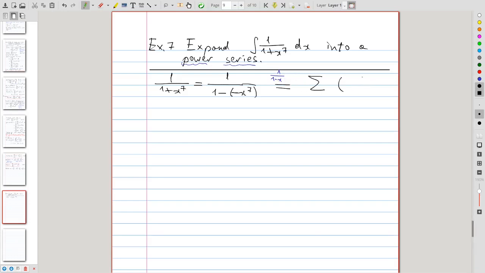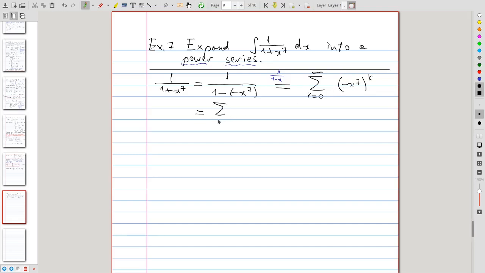It's the geometric series, the sum from k from 0 to infinity of x to the kth. And then we must replace the x by the minus x to the 7th here. So this is the power series representation of the integrand in our indefinite integral. Let us simplify this further and determine when this series converges.